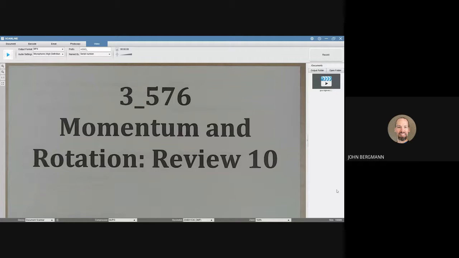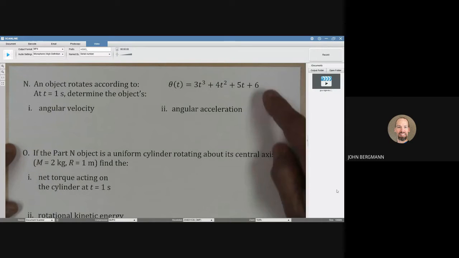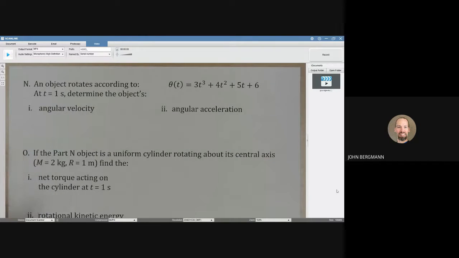Momentum and rotation review 10. An object rotates according to that equation right there. At t equals 1 second, determine the object's angular velocity and angular acceleration.